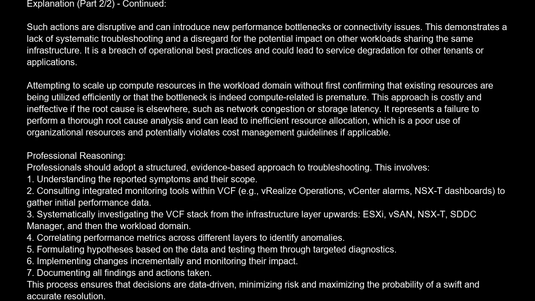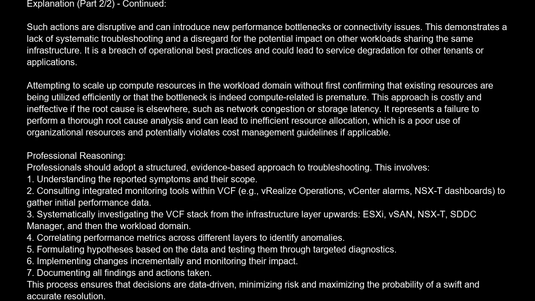Professional reasoning. Professionals should adopt a structured, evidence-based approach to troubleshooting. This involves 1. Understanding the reported symptoms and their scope. 2. Consulting integrated monitoring tools within VCF, e.g., vRealize Operations, vCenter alarms, and NSXT dashboards to gather initial performance data. 3. Systematically investigating the VCF stack from the infrastructure layer upwards, vSAN and NSXT, SDDC Manager, and then the workload domain. 4. Correlating performance metrics across different layers to identify anomalies. 5. Formulating hypotheses based on the data and testing them through targeted diagnostics.